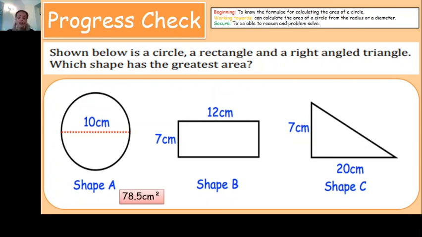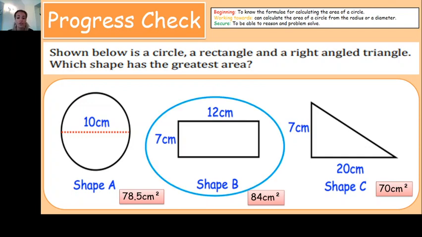Okay, so the area of the circle would have been pi times 5 squared, which we worked out in a previous question, which is 78.5 centimetres squared. Shape B is a rectangle, and you should all know that the area of a rectangle is height times base, so it's 12 times 7, which is 84 centimetres squared. And finally, the area of a triangle is height times base divided by 2, so it was 20 times 7 divided by 2, which is 70 centimetres squared. Okay, so which one has the greatest area? It was, of course, the rectangle. If you got that, really well done.